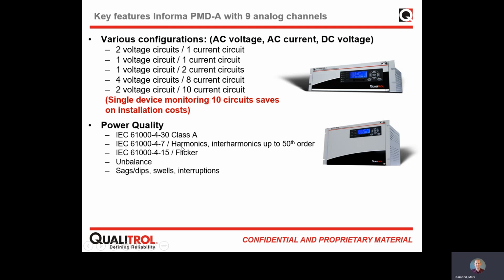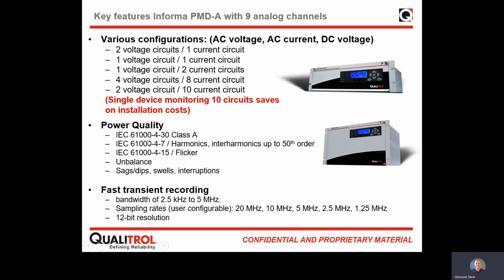It does harmonics up to the 50th, does flicker, unbalance, sag, swells, interruption, all of the things that we've talked about so far. It also does a version of a fast transient recording. This is where we're sampling up to 20 megahertz, and it can look for some of these really fast transients that occur in the network.